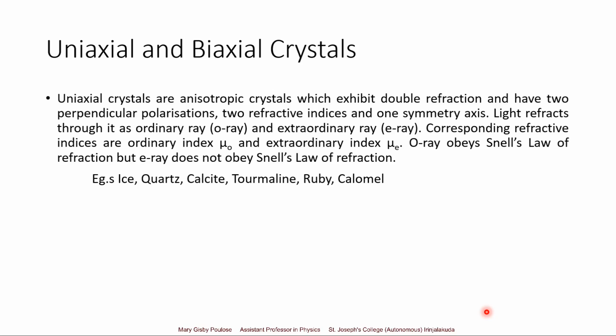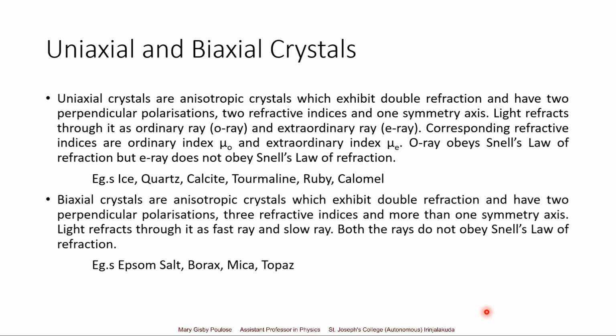So when light passes through these uniaxial crystals, it will refract into two rays. Okay. But at a certain angle, at a certain axis, when light falls through it, both the rays will travel as a single ray. That is called the symmetry axis. And these crystals have one symmetry axis. Examples for uniaxial crystals are ice, quartz, calcite, tourmaline, ruby, calomel, etc.